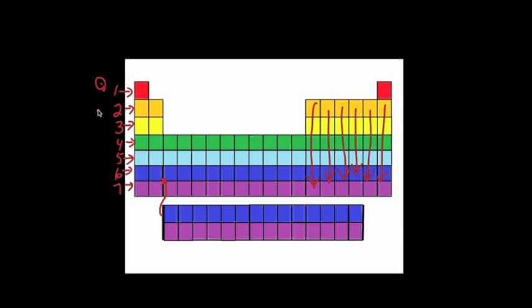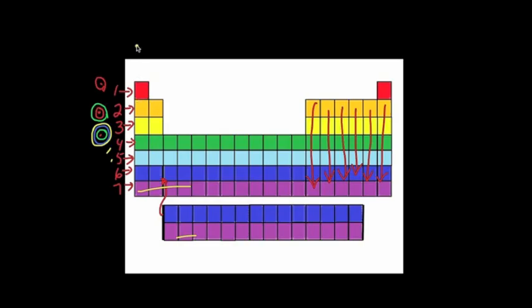The elements in period 2 have 2 shells. In period 3, they have 3 shells. In period 4, they have 4 shells. In period 5, all the atoms have 5 shells. And in period 6, they all have 6 shells. And period 7, all of these atoms have 7 shells. So the period is telling us how many shells an atom has.